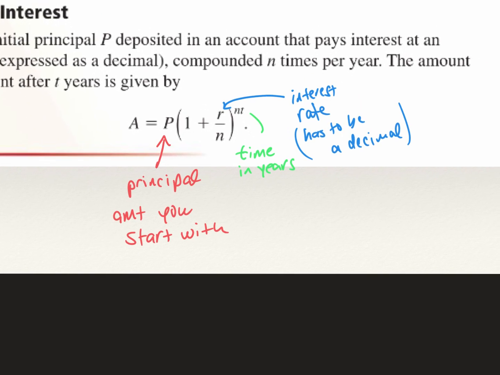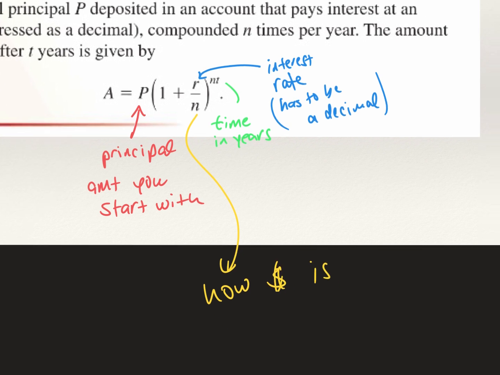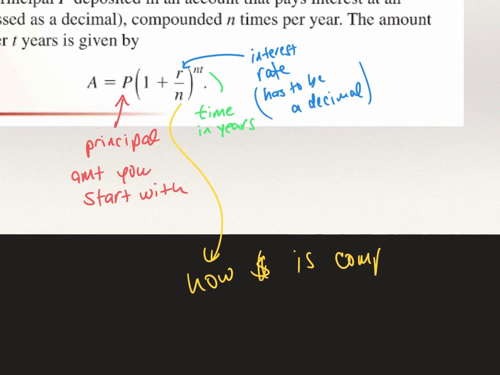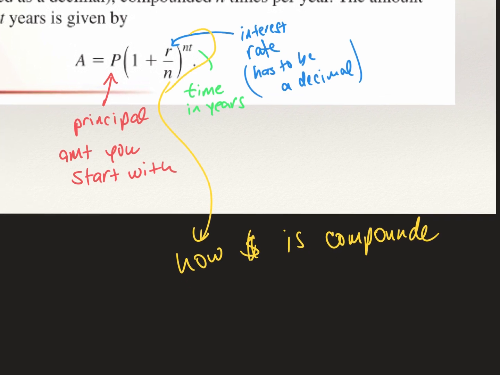And then N, this one's a little tricky here. N is how often money is compounded, because we're talking about compound interest. You'll see that word, it'll be compounded a certain way. If something is compounded monthly, how many months are there in a year? 12, okay? So if something is compounded monthly, your N value is 12.